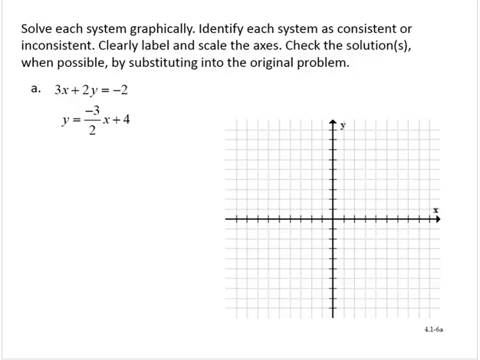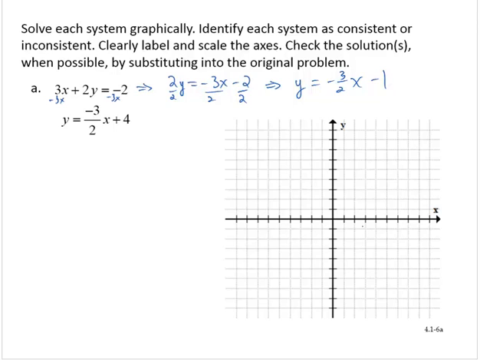Alright, so we have 3x plus 2y equals negative 2. I'm going to convert that to slope-intercept form. So I would write 2y equals negative 3x minus 2. I subtracted the 3x from both sides. And now I'll divide through by the 2 each term. And so that would give me y equals negative 3 halves x minus 1.